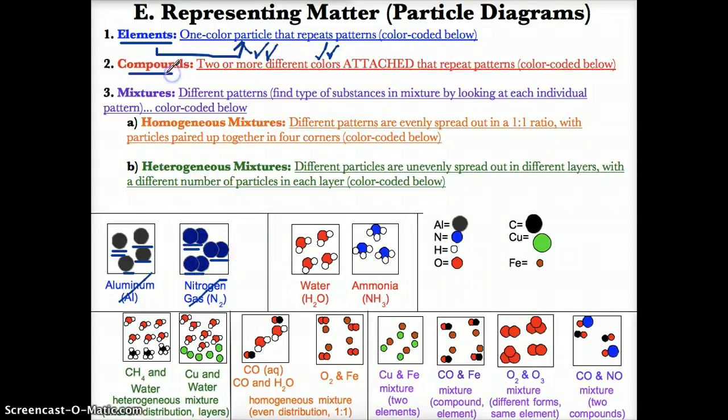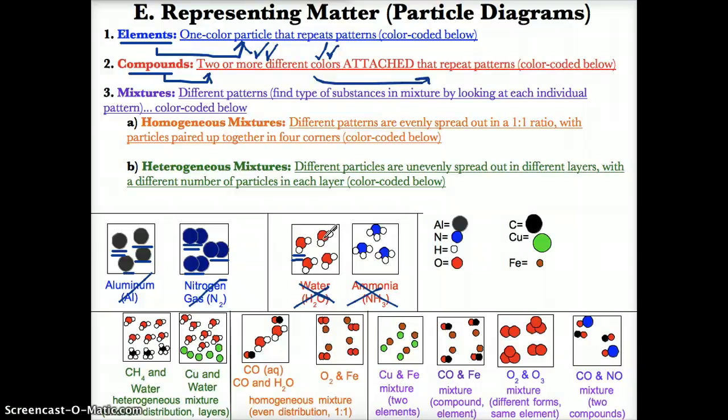Next we have compounds, and compounds are two or more different colors that are attached to each other and they repeat their patterns at least once. I color coded this in red down here, but let's cross out this for water, H2O, and this for ammonia, NH3. What you have to do here is underline the unique unit and see if it repeats its pattern or if it's different. I underlined the only unique pattern, which is one red, two white. And then I have to establish whether it's a substance. It is a substance because all these look the same. They're all one red, two white. Since it's all the same, we know that it's either a compound or an element.